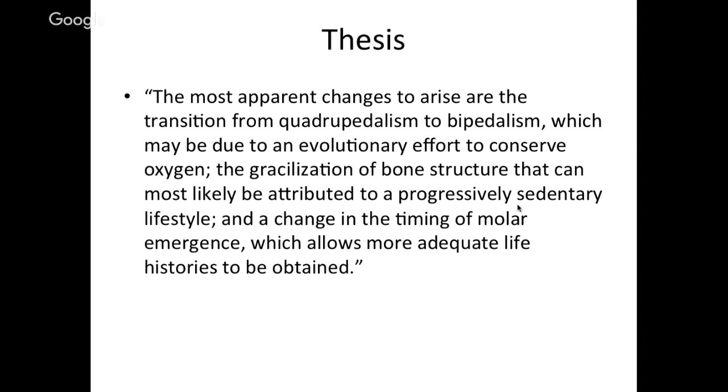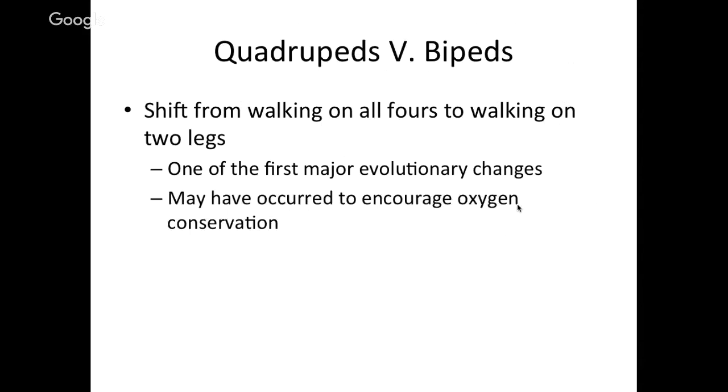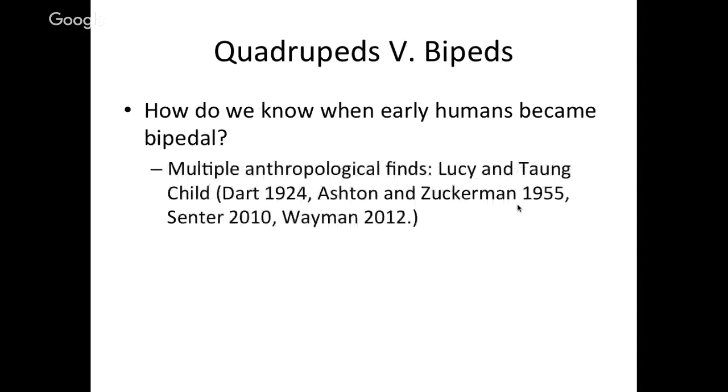So, quadrupeds versus bipeds. Quadrupedalism is walking on all fours, while bipedalism is walking on two legs. This shift from walking on four legs to walking on two legs was one of the first major evolutionary changes to occur, and it may have occurred to encourage oxygen conservation. So how do we know when early humans became bipedal? There are multiple anthropological finds, such as Lucy and the Taung child.